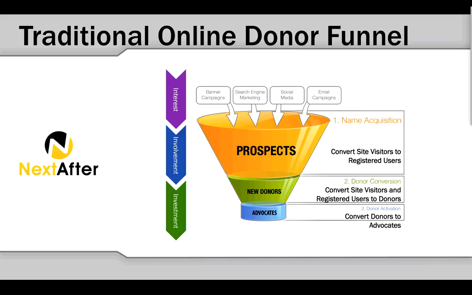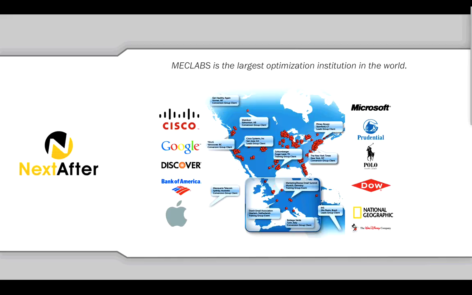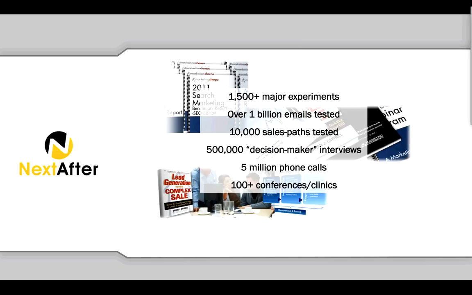And we have been on this quest for quite some time to try to understand how do we optimize this online donor funnel? How do we get more flow through? And our quest has led us out of the nonprofit space into the for-profit space. We're finding that there's this group based out of Jacksonville called MECLABS, and they're doing some of the most pioneering work in the area of optimization science. They're the largest optimization institution in the world. They work with some of the largest corporations on the planet to help these organizations optimize their sales funnel.